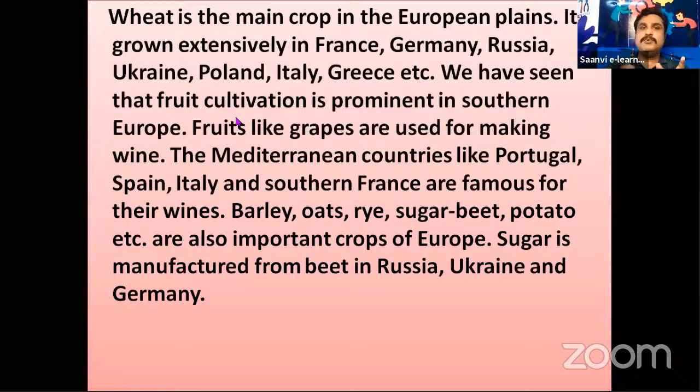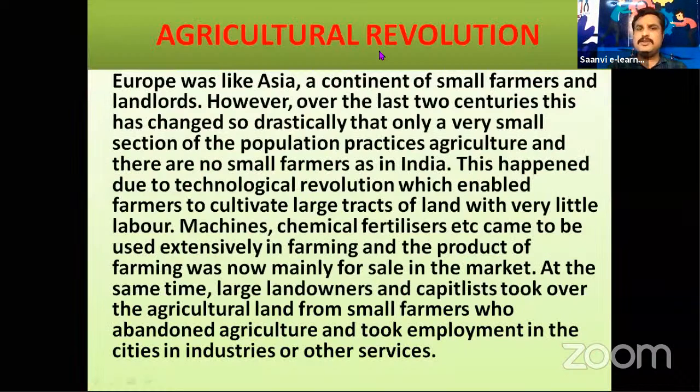So these are all about the different crops which we can see in Europe and European countries. Please note down where it is and how many countries. The contribution of different countries is also very, very important. Please write it in your running note. Coming to next, agricultural revolution.